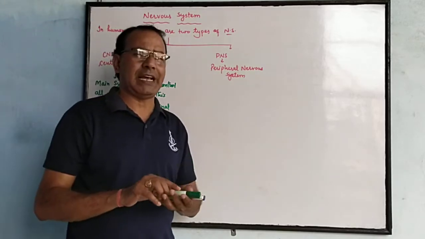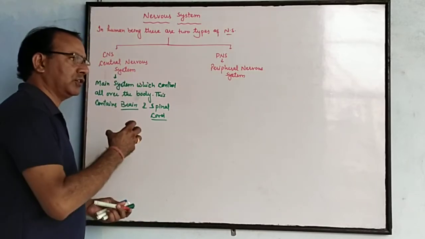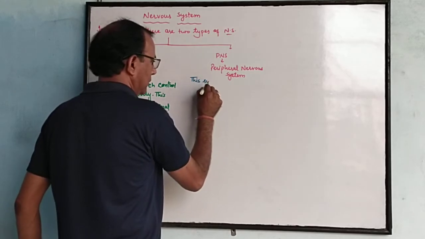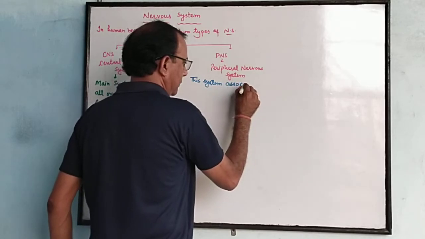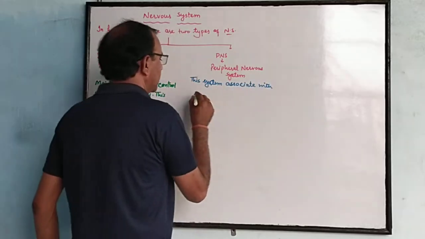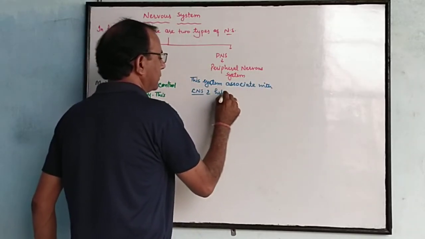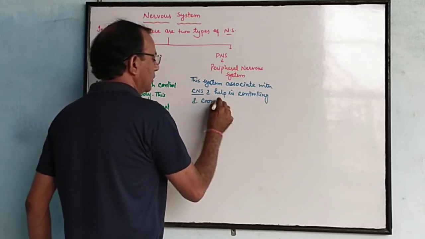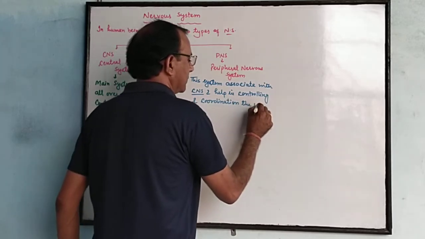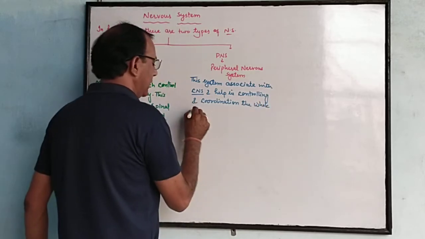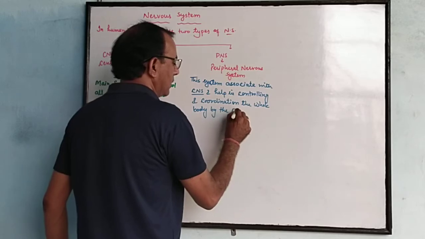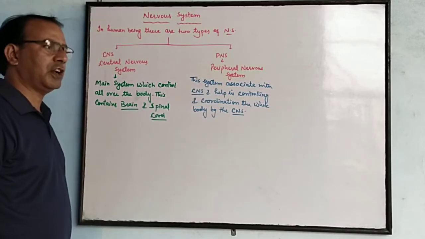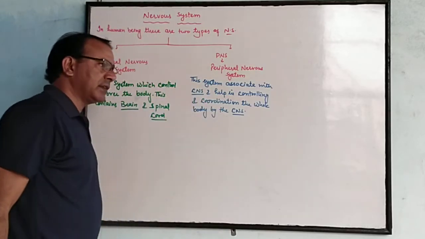The peripheral nervous system is the nervous system which associates with the CNS and helps to complete the control and coordination of the whole body by the CNS. CNS is the main part which controls the whole body, and the peripheral nervous system helps the control and coordination by the CNS. The peripheral nervous system contains nerves.